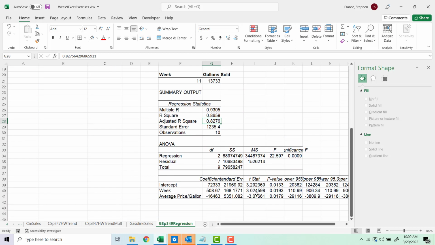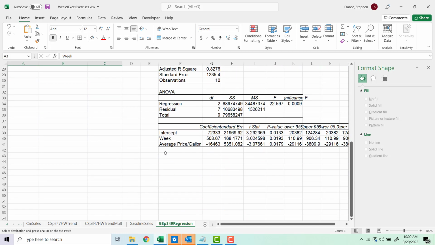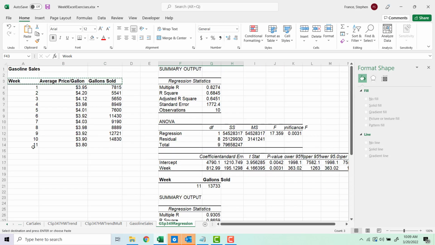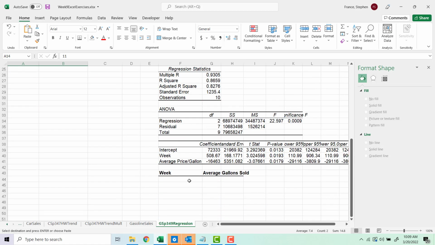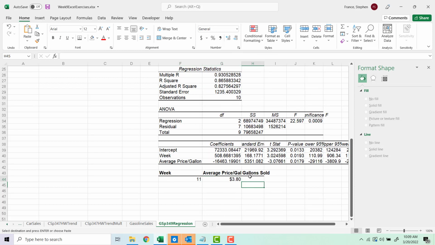to 0.827. And you can see here, if we're testing at alpha equals 0.05, and obviously also at alpha equals 0.01, both the week and the average price per gallon are significant. So you can say that this has quite definitely improved the model in terms of R squared. Now let's do a little prediction with this model, again for week 11. So we've got the week and the average price per gallon, and we're going to predict the gallons sold.